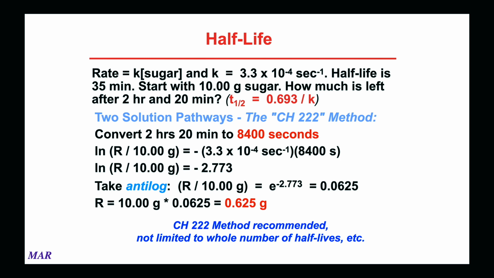So same answer. Now, really, in this class, I recommend the Chem 222 method because it may look weird, but honestly, it will get you out of any situation. And some of these problems will be much more difficult using the quote-unquote Chem 104 method because you may not have exactly like 4 half-lives. You might have like 4.17 half-lives or something. Now, the Chem 222 integrated first order rate law works great in all of them.